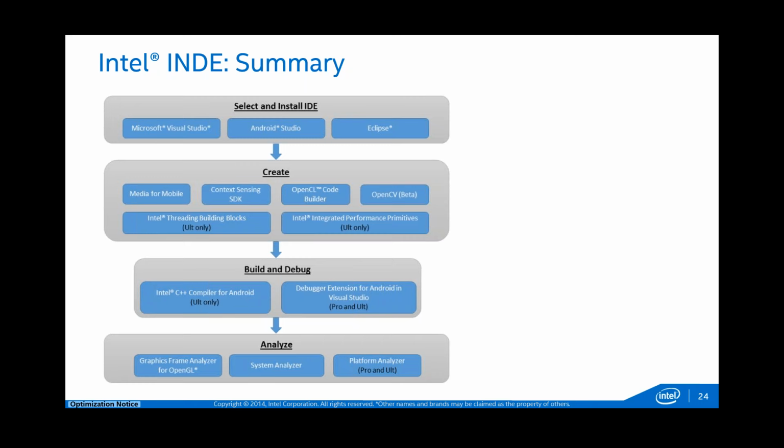And then once you have created your application, if it's a native application, you can build it by using the Intel C++ compiler. And if you have any issues, you can do real-time debugging with the Visual Studio plugins, that is basically with the GDB. And then once you're done, you can use the various tools to analyze.